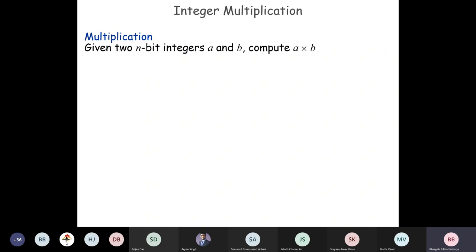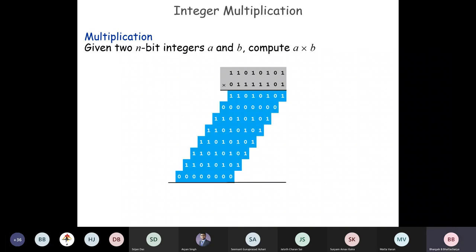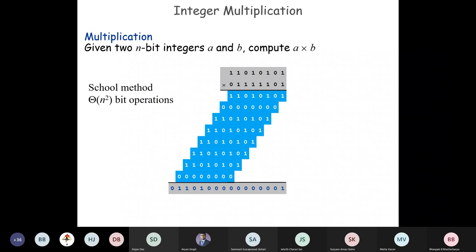So let us give you the abstract statement of the problem. Given two n-bit integers a and b, compute a cross b. No matter what mechanism you follow or what implementation technique you adopt, you need this information, right? These partial products, which are quadratic in size. So this is the school method. Does it need theta n square bit operations?